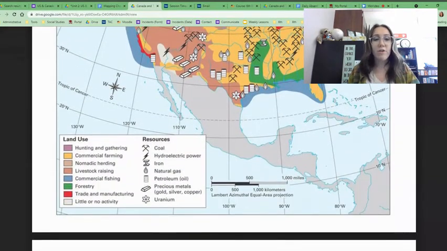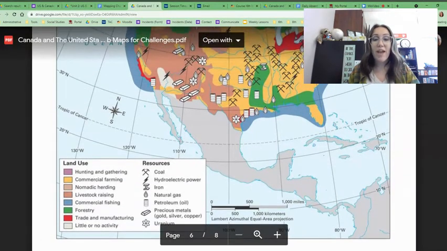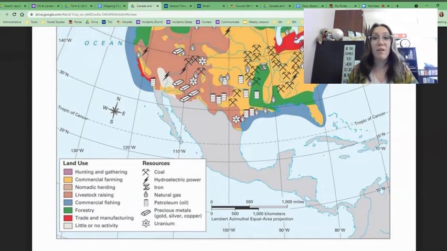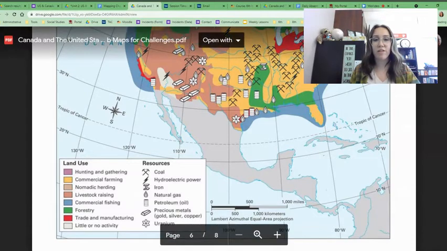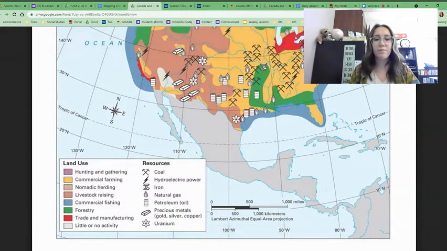In the south here, you can see we have a lot of farming and we have a lot of livestock raising. That makes sense. That's why people down here have farms. That's why you hear about ranches. Totally makes sense with where we live, because we live down here in this orangish reddish area. Now let's talk about the resources.